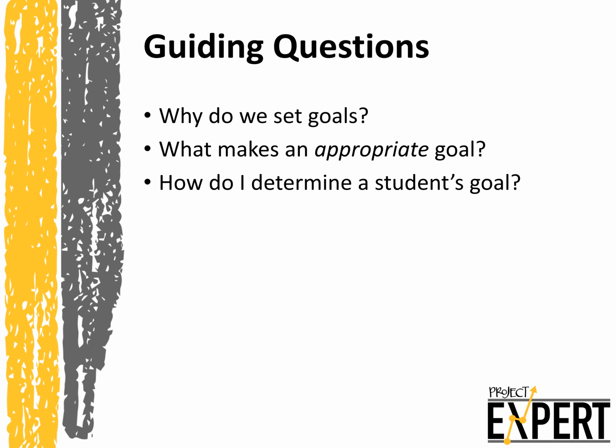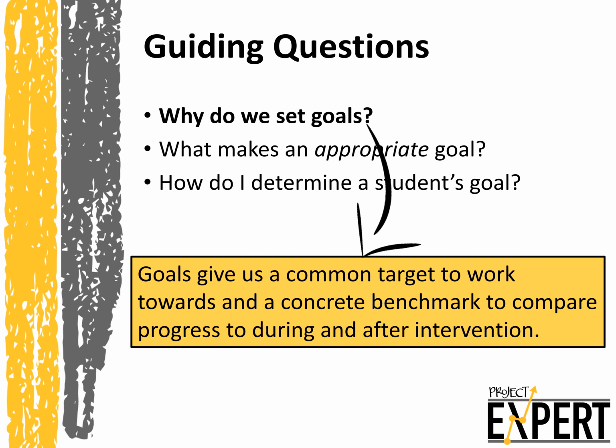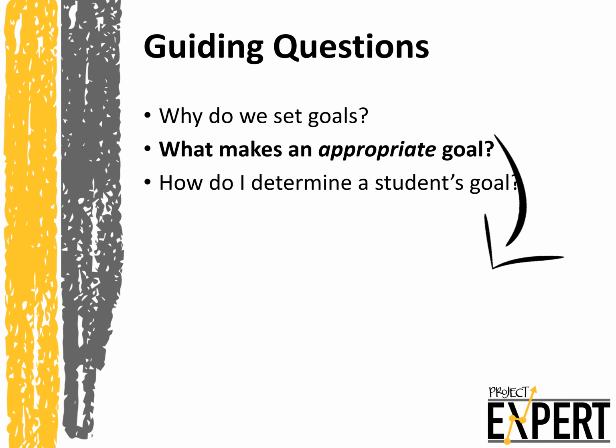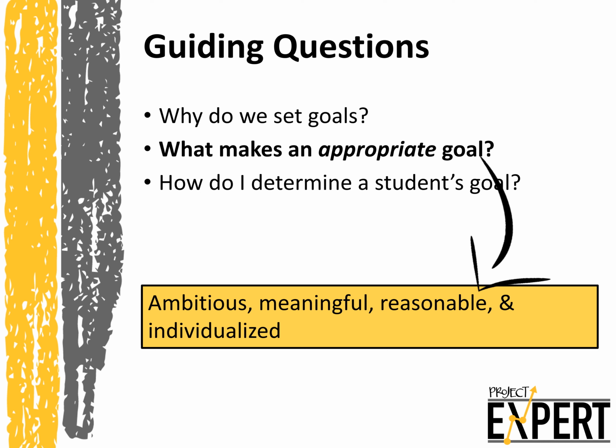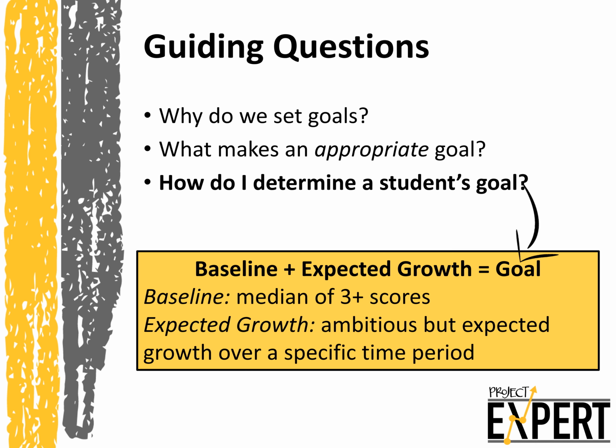Let's review our guiding questions. Why do we set goals? Goals give us a common target to work towards, and also a concrete benchmark to compare progress against during and after intervention. What makes an appropriate goal? Appropriate goals are ambitious, meaningful, reasonable, and individualized. How do I determine a student's goal? We take their baseline plus their expected growth equals their goal. The baseline is the median of 3+ scores. Their expected growth is an ambitious but expected growth over a specific time period.